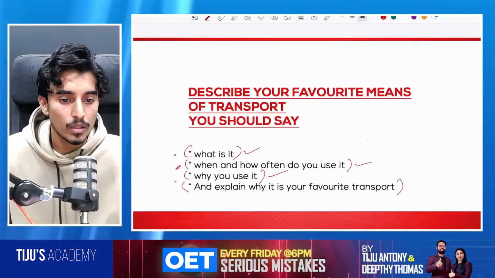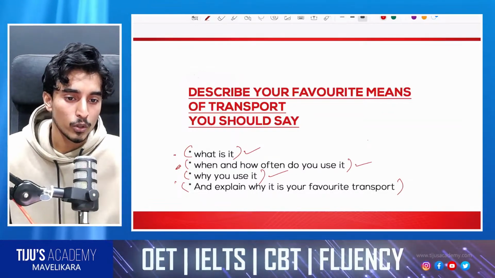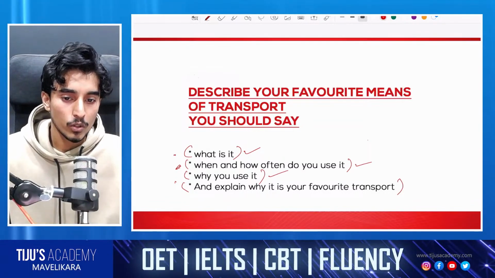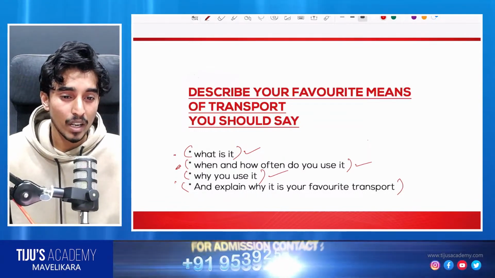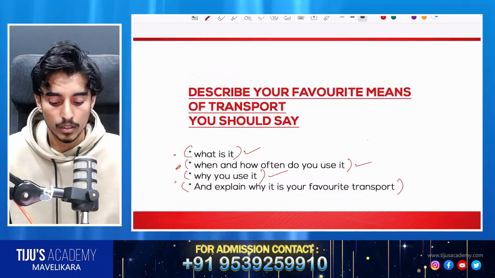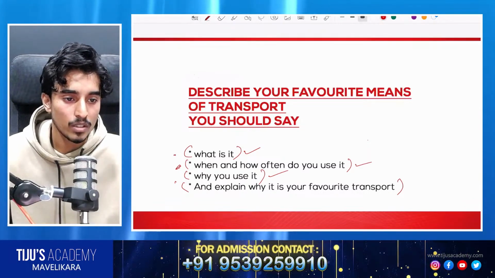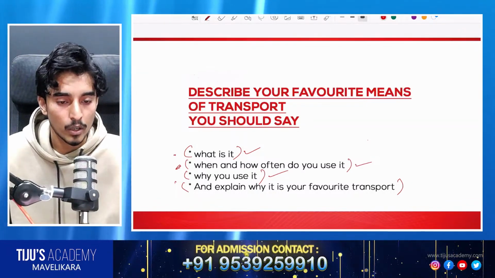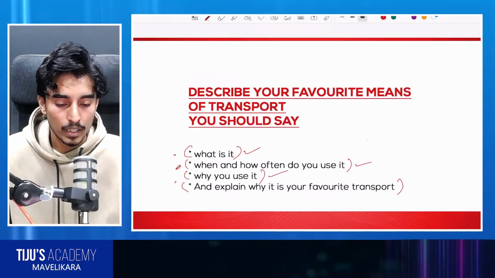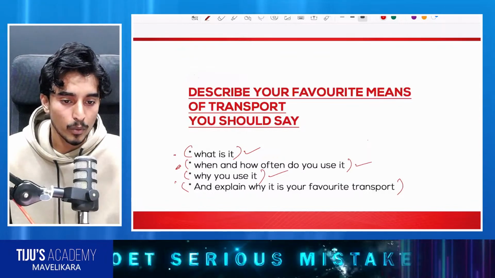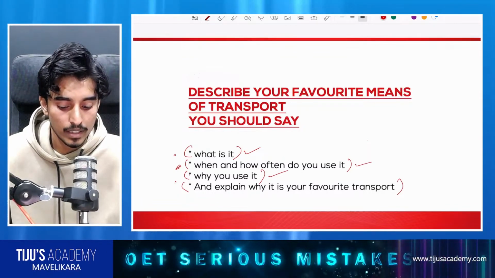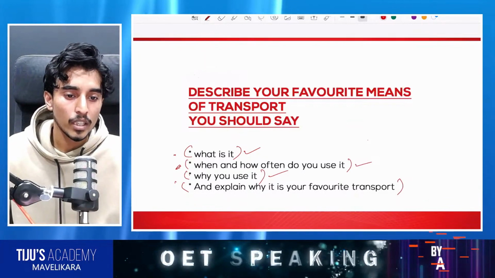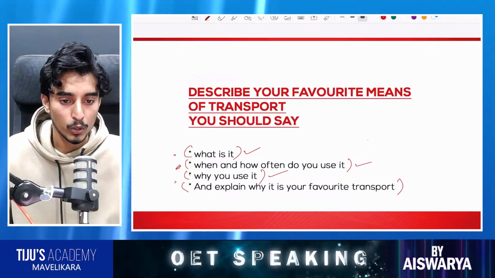These kinds of words are very easy and helpful to use whenever you describe such a subpoint. Next one, why do you use it? Here you have to explain why you use that particular means of transport. That is also a small sentence you're going to use there. I use it to go to my job or my workplace, as I already mentioned. While talking about the second subpoint, the third subpoint will also be covered in that same one. And the remaining time, approximately 1 minute, will be left for you to speak about the last subpoint.